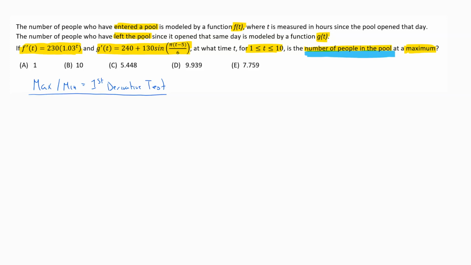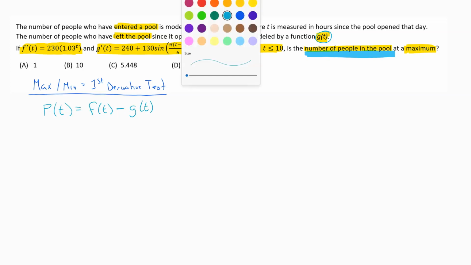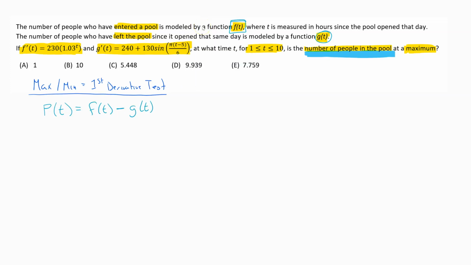Well, I don't have that equation specifically. I need to create that for myself. So I'll call this equation P for the number of people in the pool. So P of t, the number of people in the pool, is going to come from taking the number of people who have entered the pool, so my f of t equation, and then subtracting off of that the number of people who have left the pool. So that would be my g of t equation. That's the formula that I'm trying to find the max of.